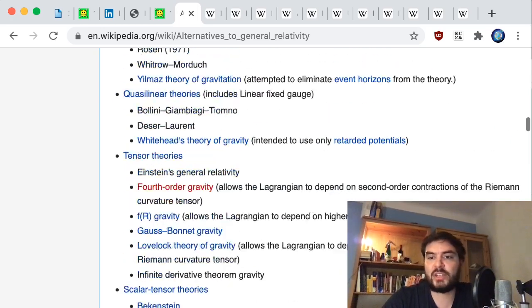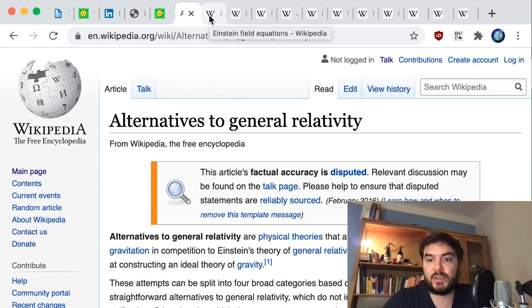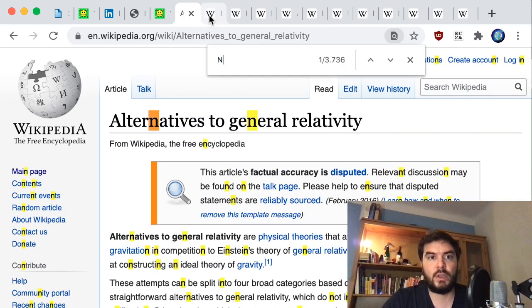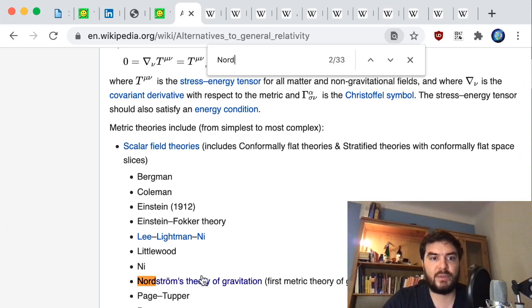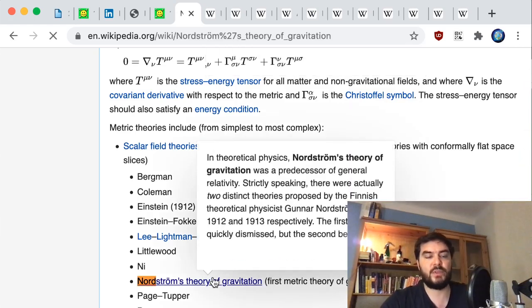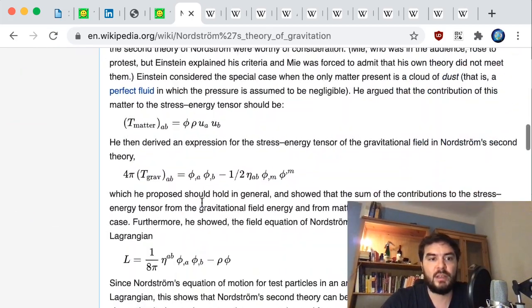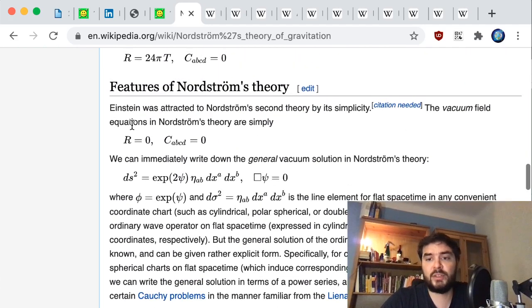So I recommend this as a look into that if you're interested in general relativity, to get some history. And also, for example, if you go in Nordström, so there's for example Nordström's theory, which is, as it says here, actually a precursor. So this is a few years before general relativity. It also already has this kind of metric set up. It's pretty interesting to read the history.